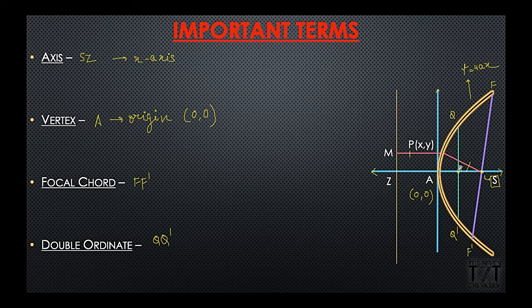The simple way is to take this point as (h, 0). You may be wondering why (h, 0). As we have seen, the axis is the x-axis, so the y coordinate of any point on it would be 0. So let us assume the x coordinate as h. Since the x coordinate is h, Q and Q dash will also have the x coordinate h, as the line is perpendicular to the axis.